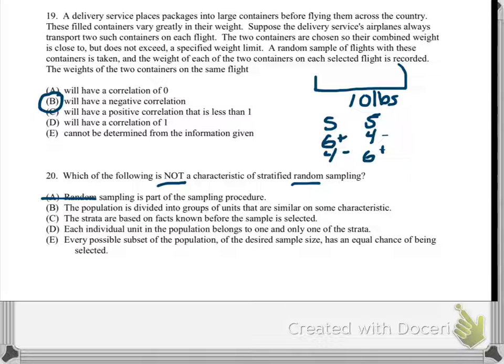The population is then divided into groups of units that are similar on some characteristic. That is true. The strata are based on known facts before the sample is collected. That is true. Each individual in the population belongs to one and only one. That is true. So it has to be E. Every possible subset of the population of the desired sample size has an equal chance. Okay, the deal is every possible subset. We're not going to do all of that. So the answer is E.